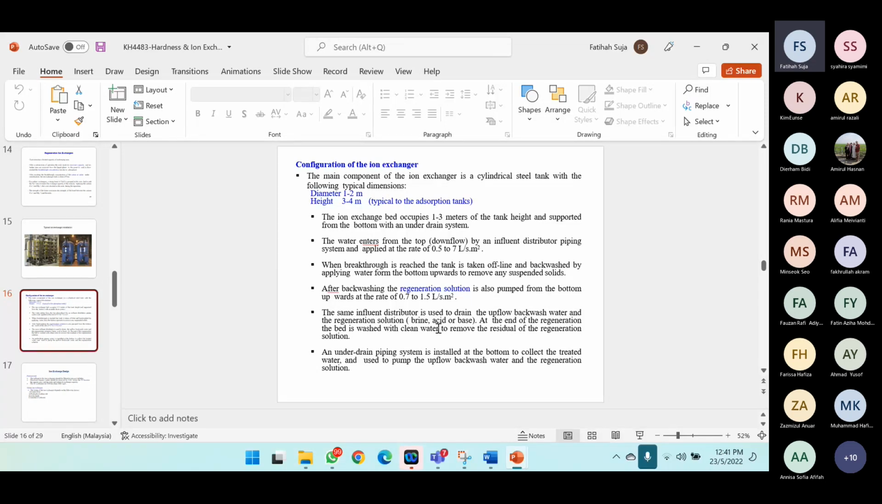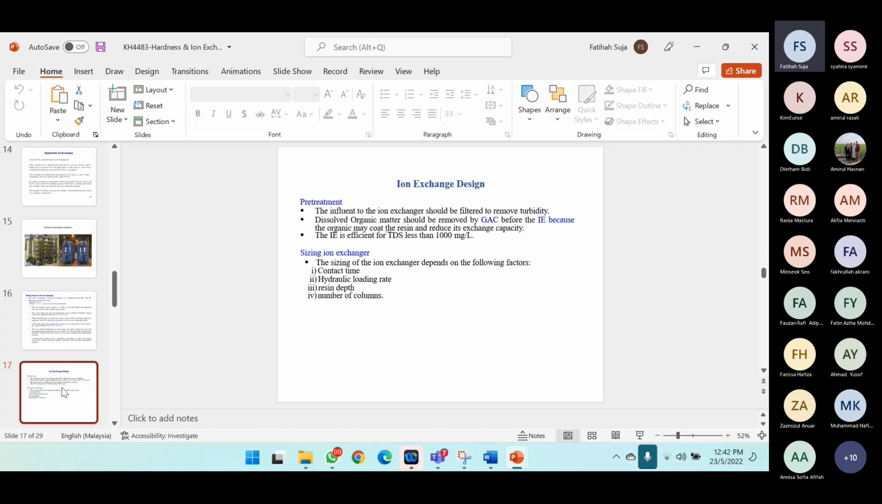Okay. The same influent distributor is used to drain the outflow backwash water and the regeneration solution, the brine, acid, or base. At the end of the regeneration, the bed is washed with clean water to remove the residual regeneration solution. An underdrain piping system is installed at the bottom to collect the treated water and is used to pump the upflow backwash water and the regeneration solution. Okay, so you can always collect your water through the underdrain piping system.